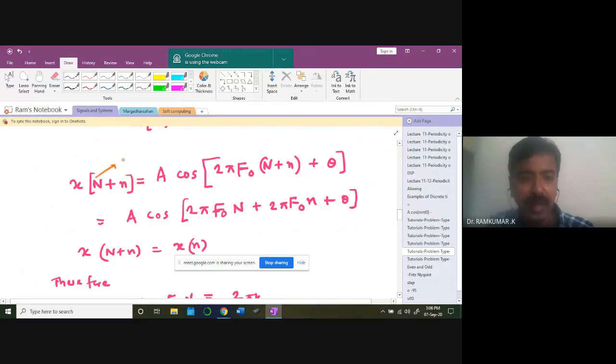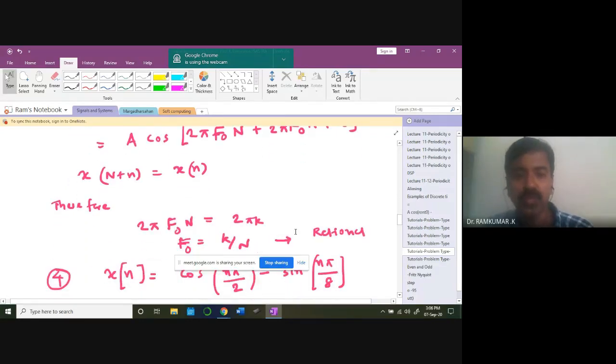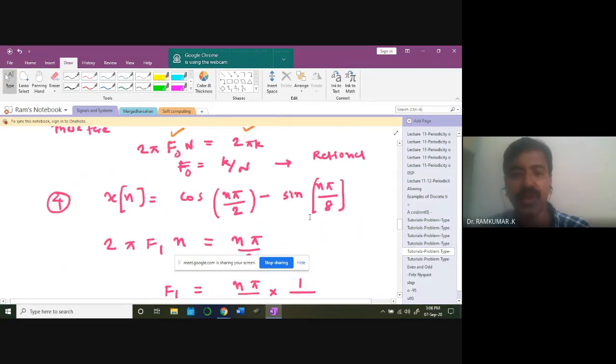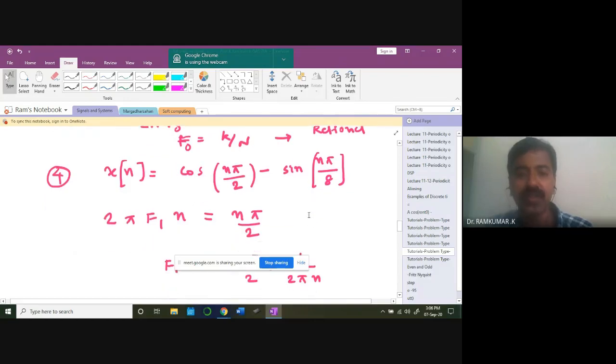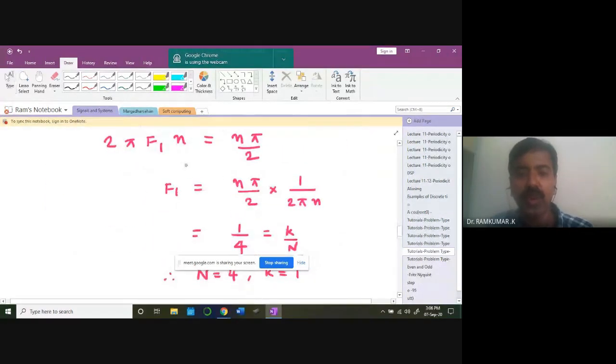For every N samples, it's going to repeat. So when I do this, I'm going to end up like this. For this to be equal, 2 pi f naught N should be equal to 2 pi k. Therefore, f naught should be equal to k by N. It should be rational. That's what we see. So take the first signal: 2 pi f1 n is equal to n pi by 2. Then f1 is equal to n pi by 2 into 1 by 2 pi n. I got 1 by 4.